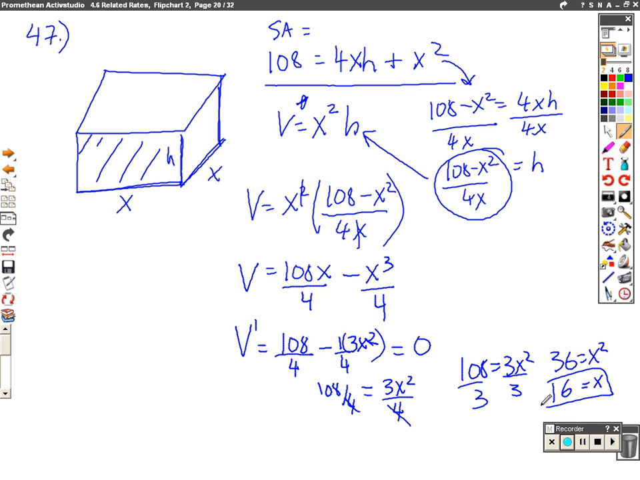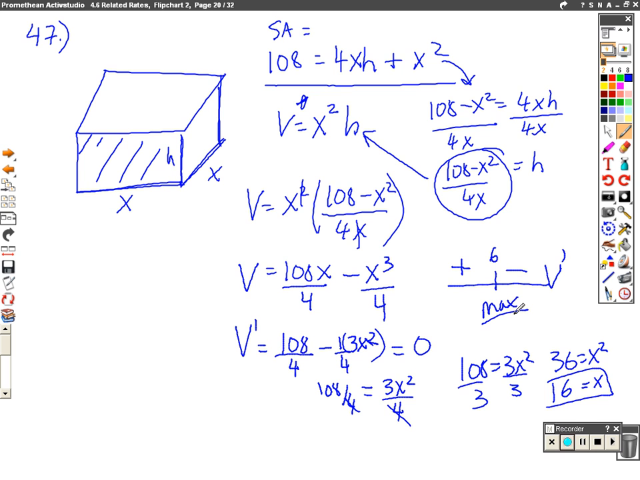All right, it's an optimization problem, so we really want to check that this does what we want it to do. We want it to give the largest volume possible, so we want to check 6. I'm going to check it in the derivative of volume. I'm going to check a number less than it. So if I plugged in, for example, 0, I'd have 108 minus 0, which would just be positive. And then if I plugged in a number bigger than 6, let's say 10, I'd have 108 over 4 minus 3 times 100, 300 over 4. That's definitely going to be negative. So that does make it a max.